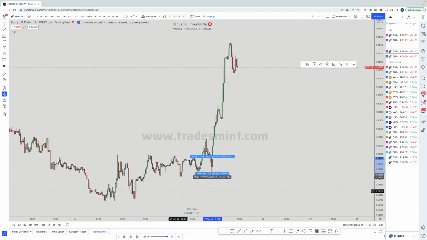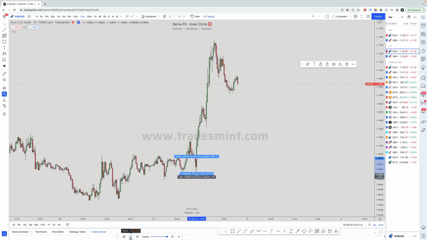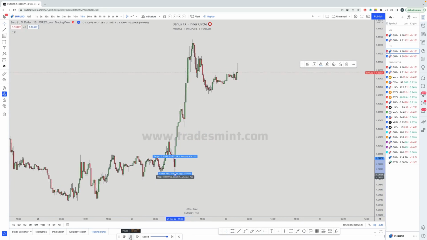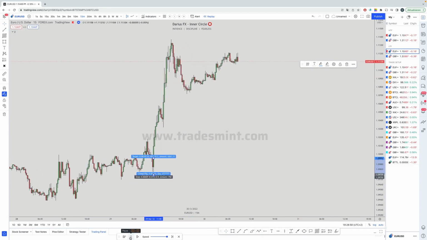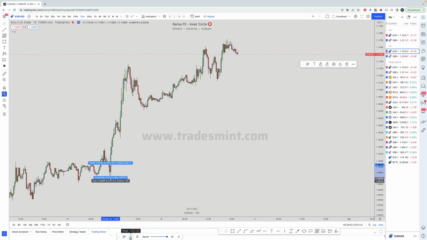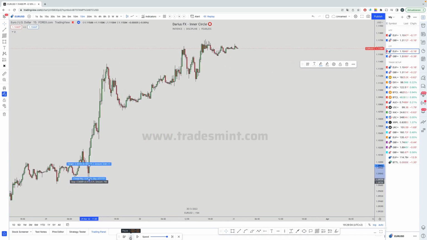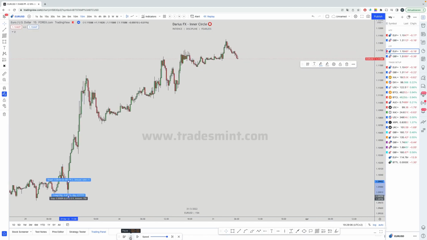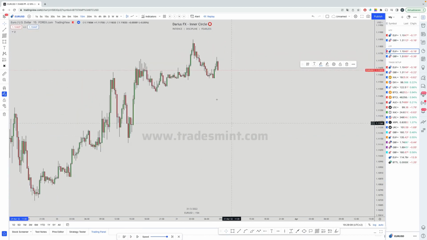Okay, then I would say let's have a look at some short examples. Now we dealt a lot with long. Now let's have a look at some nice short options. Let's just see what price is the best. Yeah, this one. This one is good.